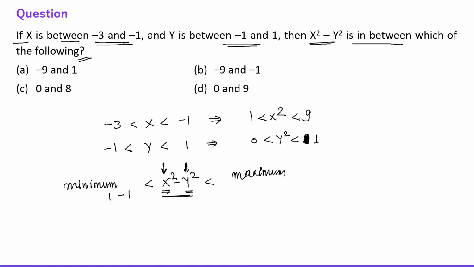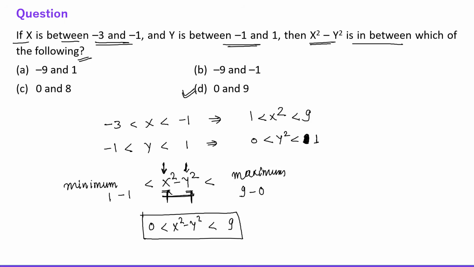And the maximum of this means when we take the maximum of x square and minimum of y square. Maximum of x square is 9 and minimum of y square is 0. So the range of x square minus y square will be 0 to 9. Alright everyone, so x square minus y square lies between 0 to 9. The correct answer is D option.